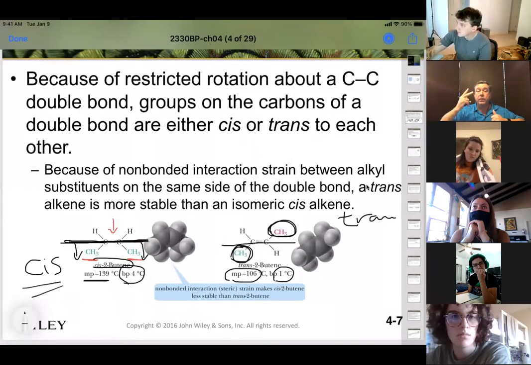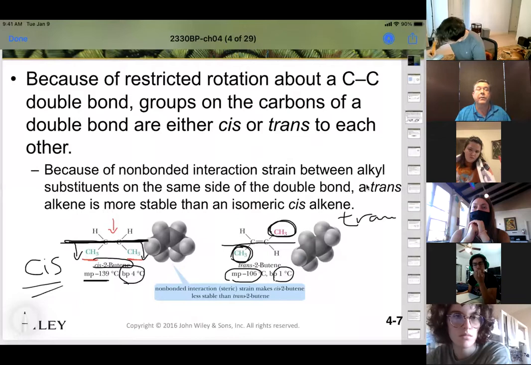Now that only works with two groups hanging off your double bond.